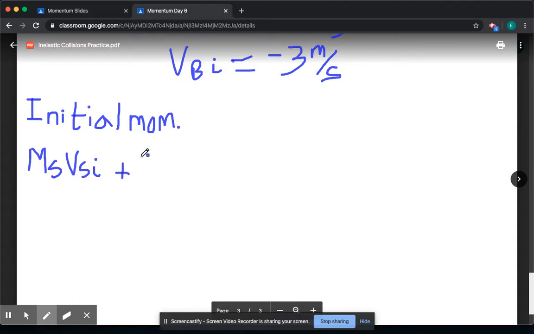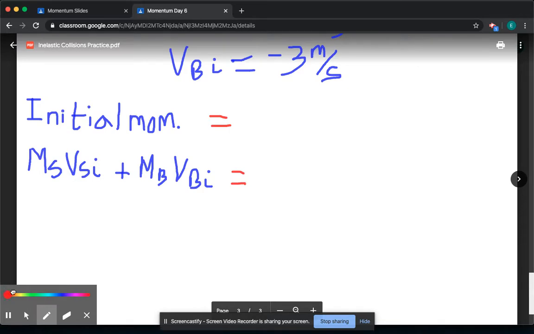Plus the mass of the bait times the velocity of the bait in the beginning. Okay, and that has to equal your final momentum. I'm going to use a different color. That has to equal your final momentum.